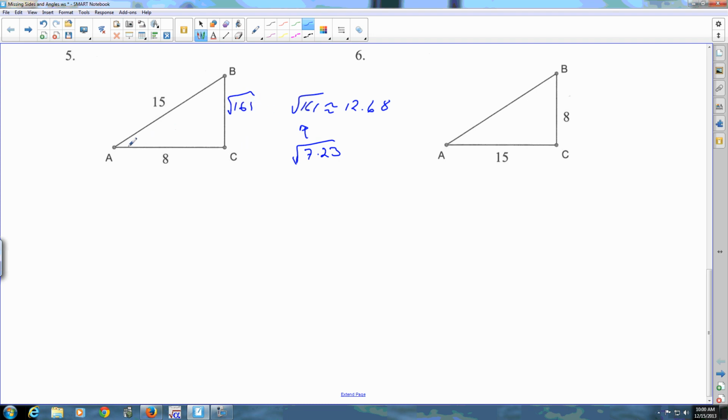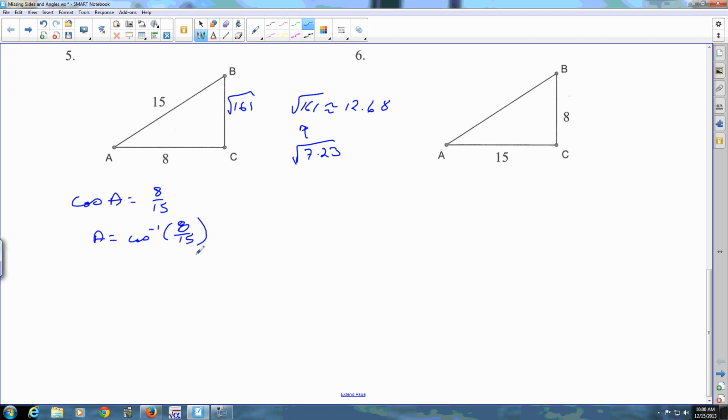Okay, finding the two angles. I'm going to stand here on angle A, only because it's alphabetical. I'm going to start there first. I know the adjacent, I know the hypotenuse, that's cosine. Cosine of A is equal to 8 over 15. Take the inverse cosine of both sides. So inverse cosine of 8/15.